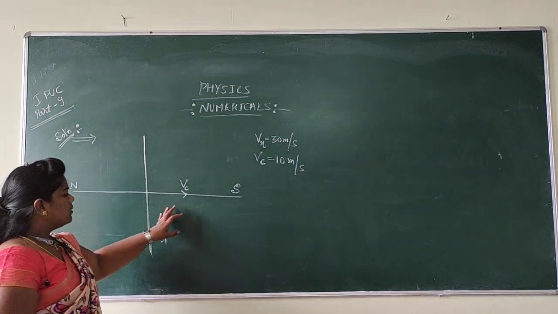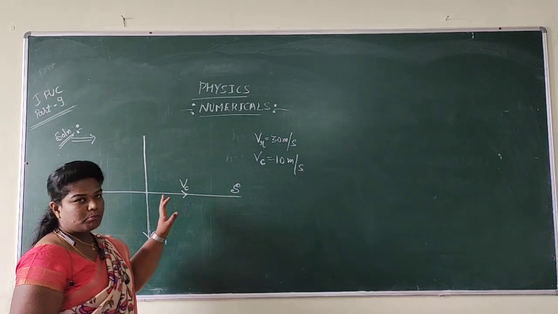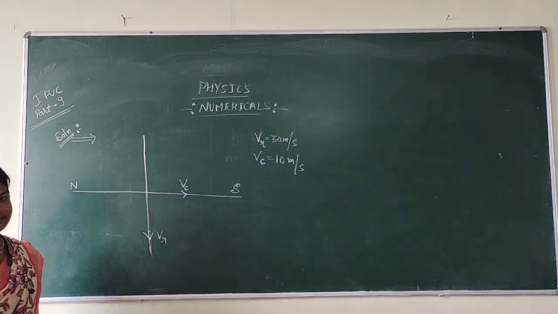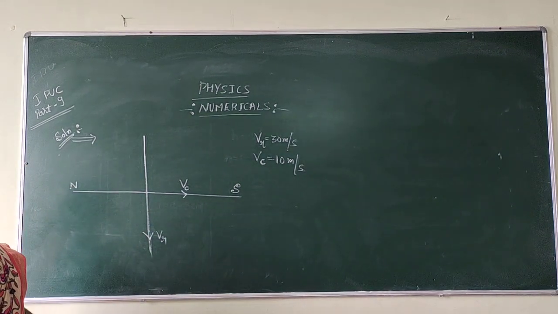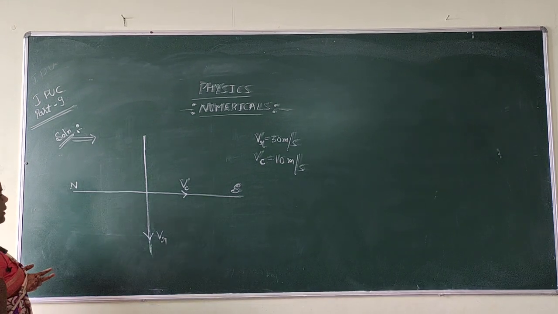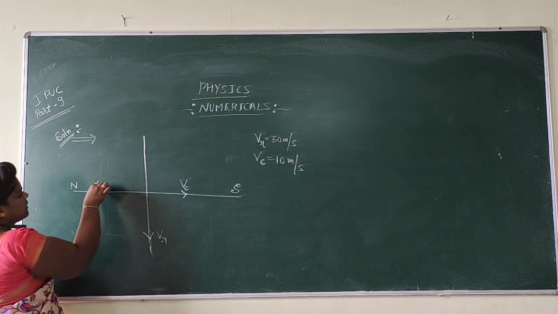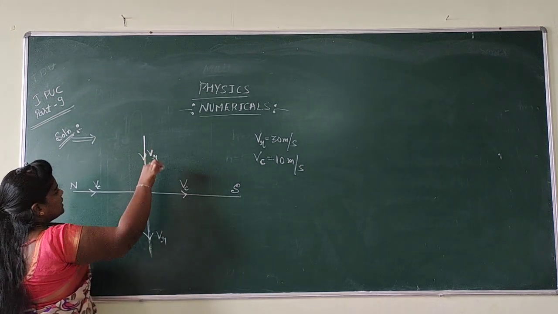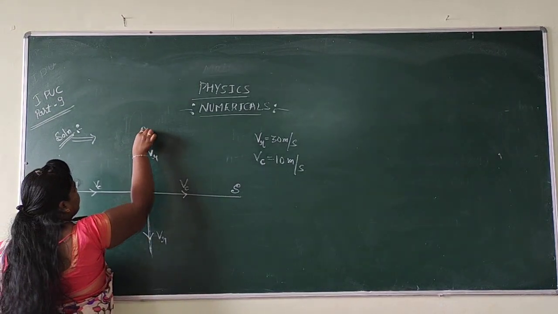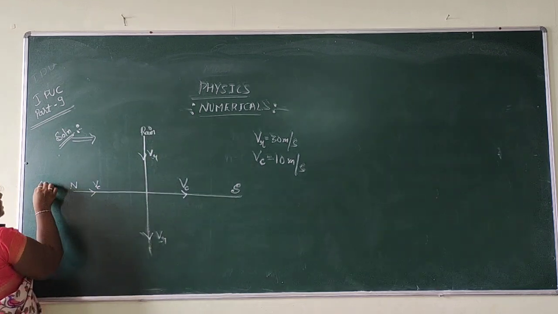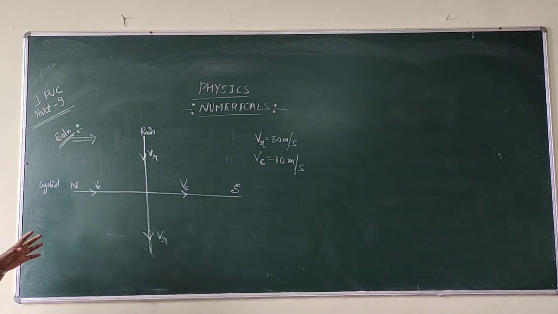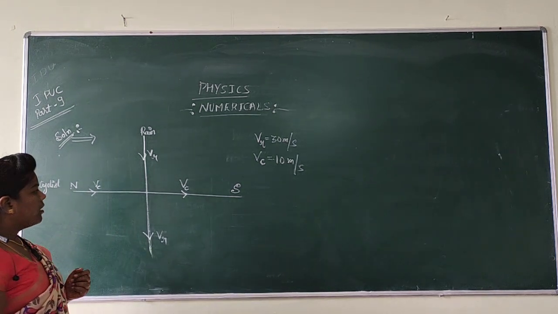Now that woman is moving from north to south, whereas the rain is falling vertically, right? Then in which direction should she hold an umbrella? We don't know exactly the direction, but here we have these two directions. The rain is falling vertically downwards, so this is the direction of the rain, as well as this is the direction in which the cyclist or the woman is riding a bicycle. So in which direction should the woman hold the umbrella?